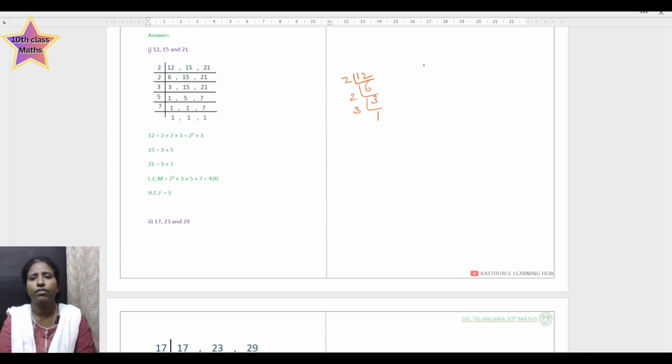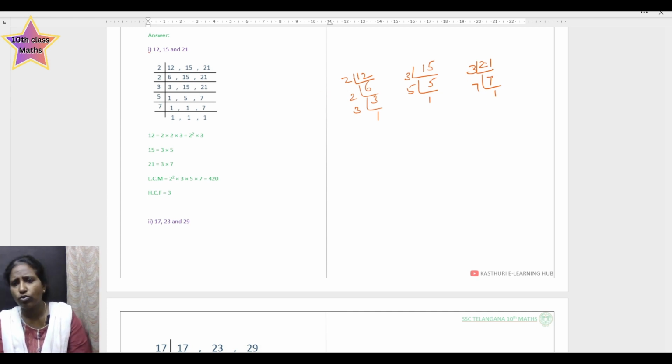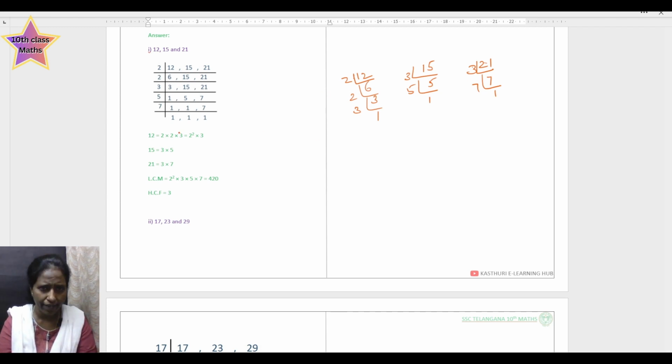For 15, again, you can do it. 3 5s are 15, 5 1s are 5. And then for 21, you can do it separately. If you can do all together, then that's fine. But if you can't, then do it separately and write down the factors like this. Or you can do all at a stretch.